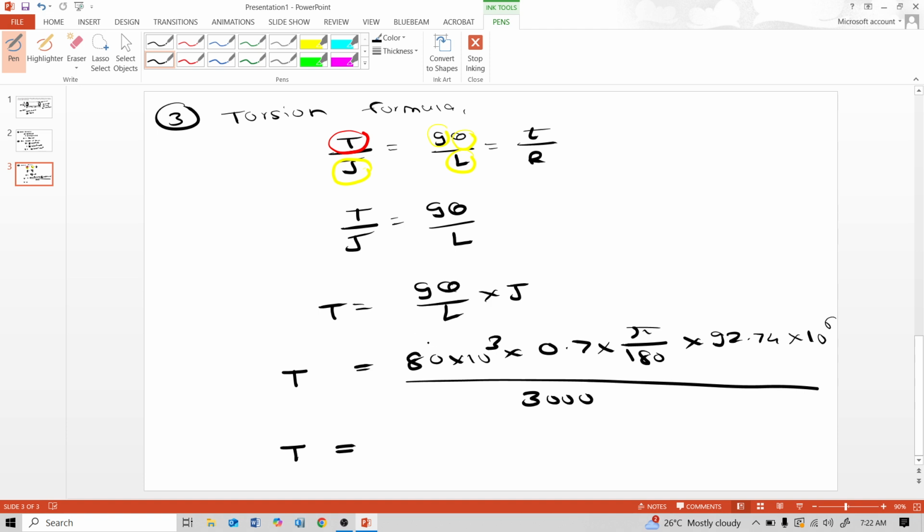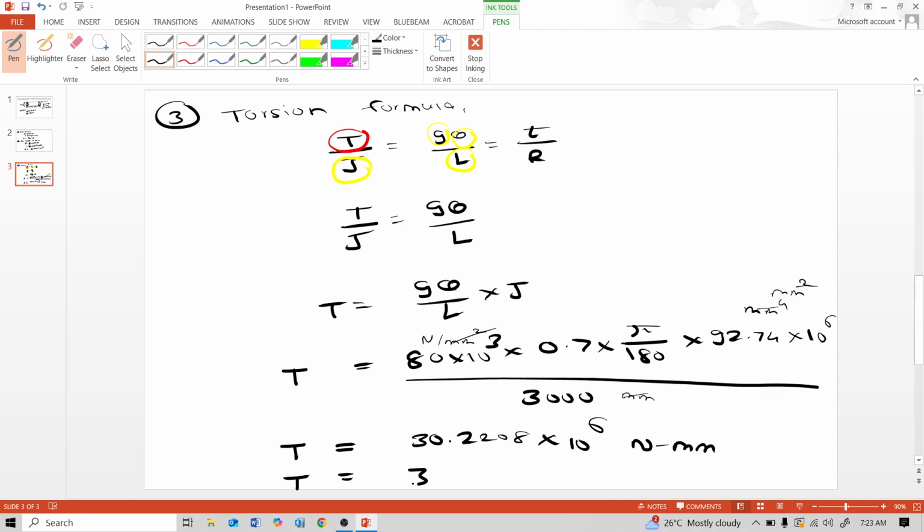Now the unit. G is in MPa, that means Newton per mm square. J is in mm raised to 4, so the mm square gets cancelled. This is Newton per mm square, this is mm raised to 4, this length is in mm, so the unit is Newton mm. T is 30.2208 multiplied by 10 raised to 6 Newton mm, and the Newton meter value is 30.2208 into 10 raised to 3 Newton meter.